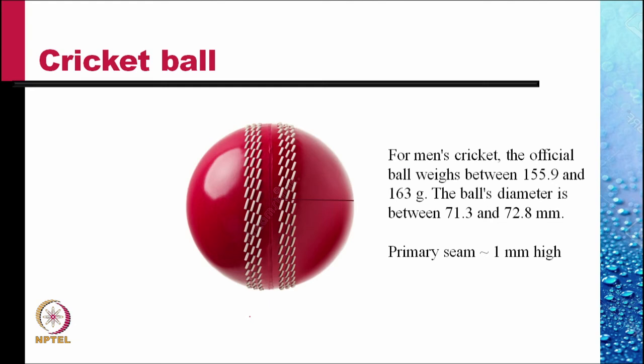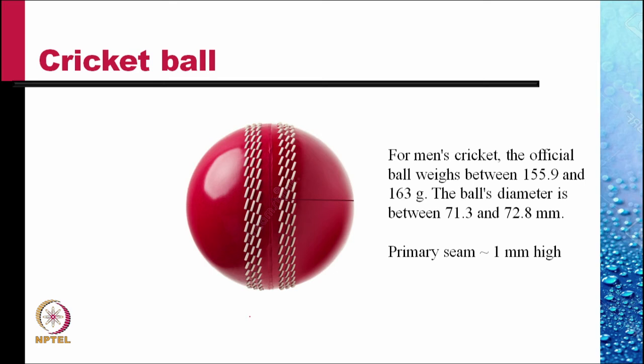Now we come to the sport of cricket. As mentioned earlier, the ball used in cricket is the strangest ball of all. It has an equatorial seam, 6 rows of stitches raised. The seam is about 1 millimeter high from the surface. There are 2 secondary seams running perpendicular to these primary seams, but they are of little consequence.